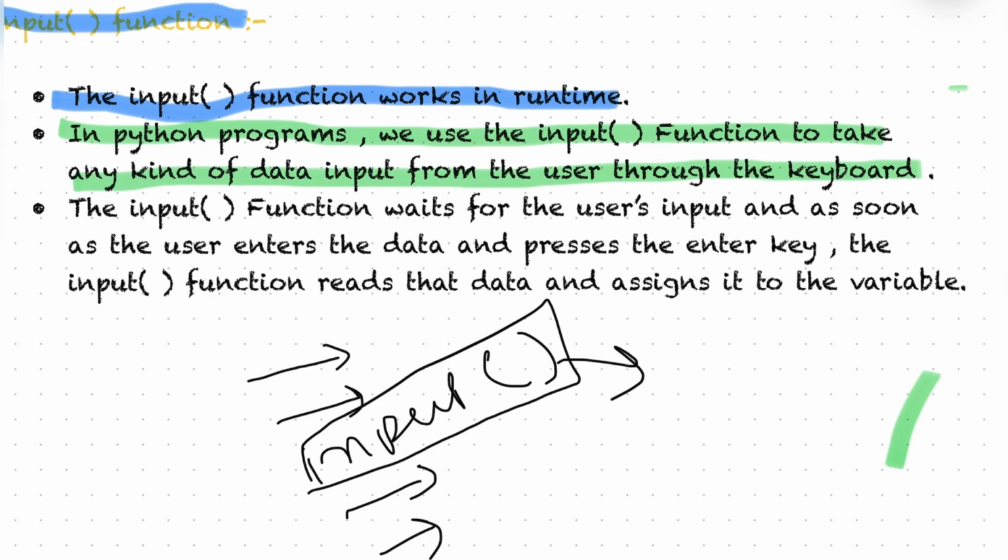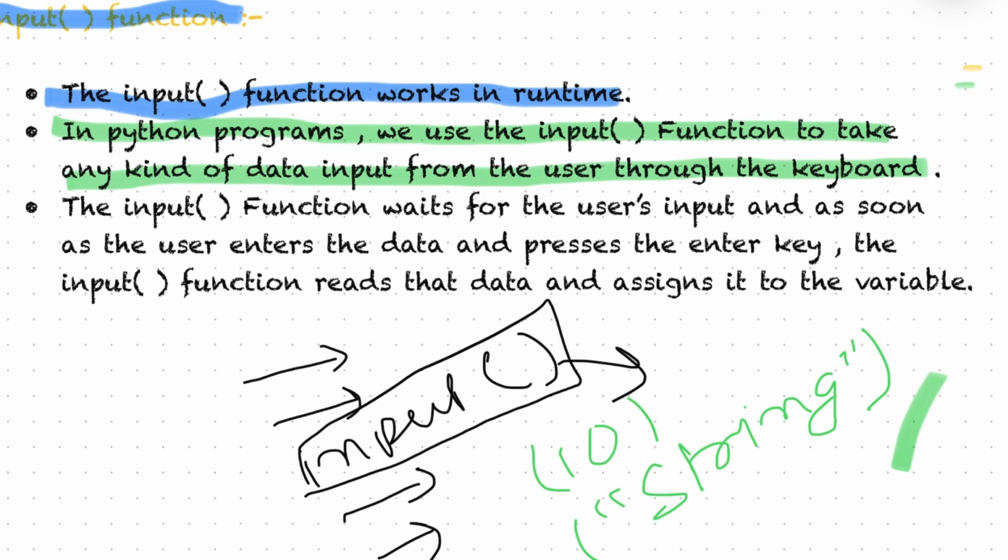With the help of the input function, we can take any data from the user. Suppose if the data is 10, we can take it from the user. If it's a string, we can take it from the user. The input function waits for the user's input. As soon as the user enters the data and presses the enter key, the input function reads the data and assigns it to the variable.